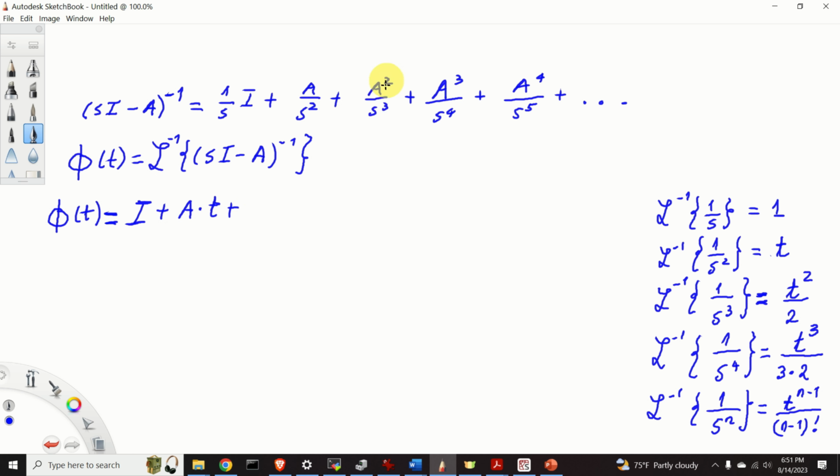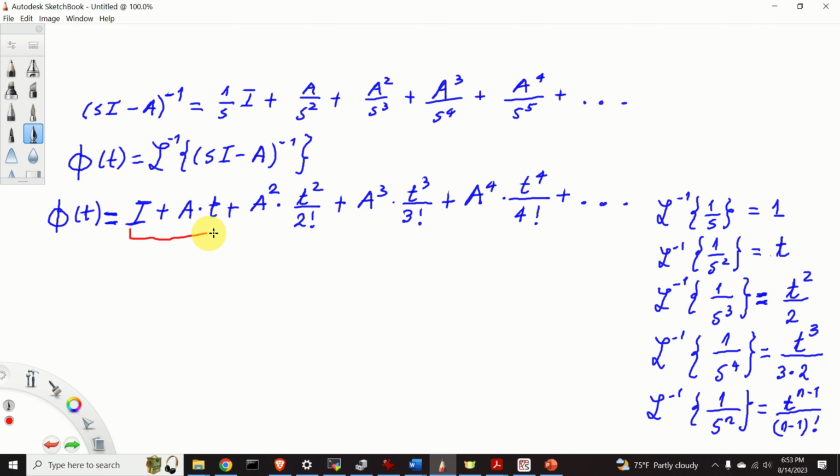What's the inverse Laplace transform of this term? We need to apply this formula. We have A squared multiplying t squared divided by 2 factorial. The inverse Laplace transform of this term is A to the power 3 multiplying t to the power 3 divided by 3 factorial, and the inverse Laplace transform of this term is A to the power 4 multiplying t to the power 4 divided by 4 factorial, and plus higher order terms that repeat in the same pattern.